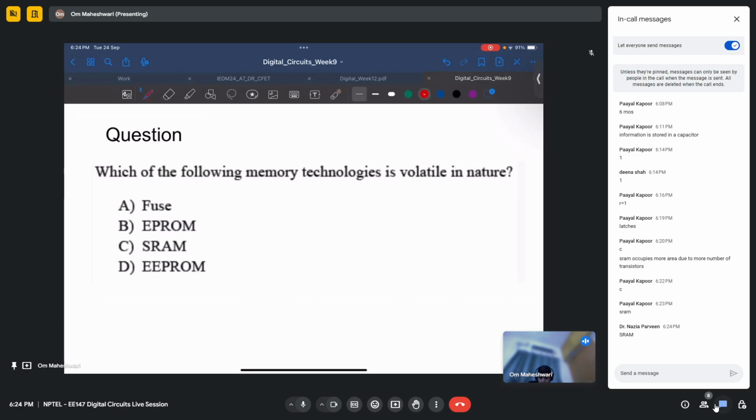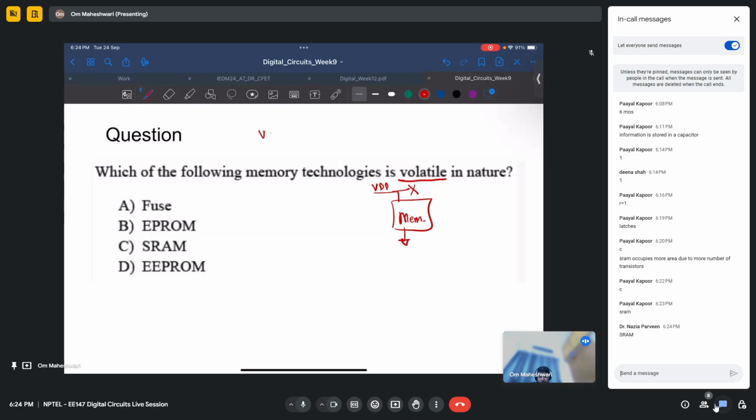Right. So first is, what does volatile mean? Volatile means that, let's say, in any of these memories, you turn off the power. Let's say you're supplying some voltage, right? VDD and ground. Let's say you turn off this power, or you shut down your computer. Will that information still be stored in the memory when you restart it or not? That is called volatility or non-volatility.